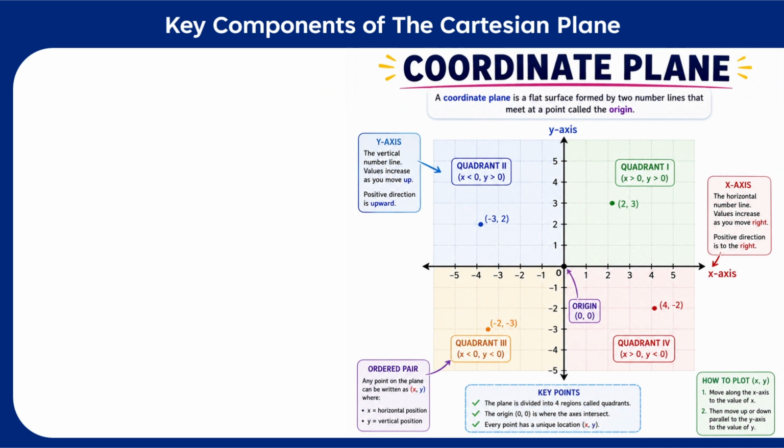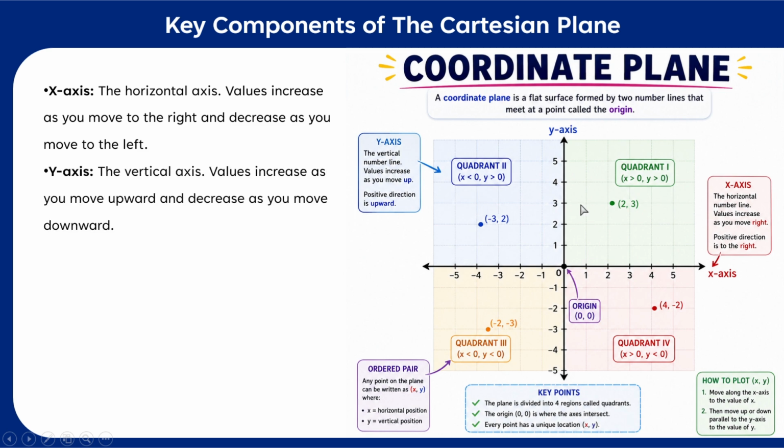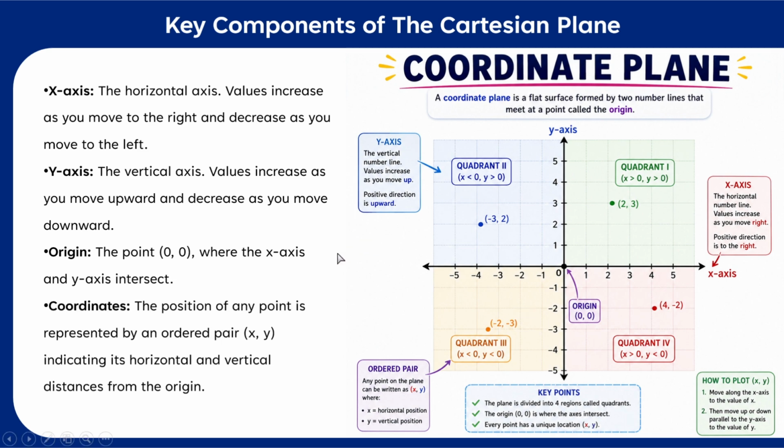The key components of the Cartesian plane: the horizontal x-axis, where the values increase as you move towards the right, and the values decrease as you move towards the left. The vertical y-axis, where the values increase as you move upwards, and the values decrease as you move downwards. The origin is the point where the x and the y-axis intersect, and the ordered pair here is 0, 0. Coordinates: the position of any point is represented by an ordered pair x, y, indicating its horizontal and vertical distance from the origin.